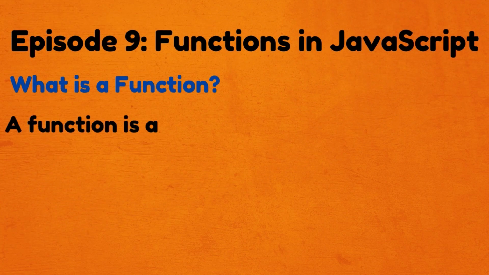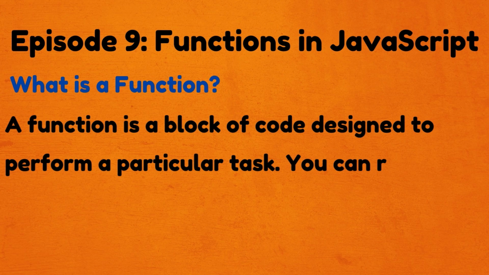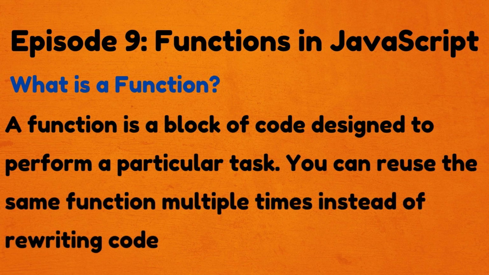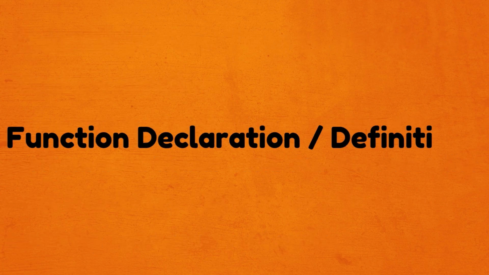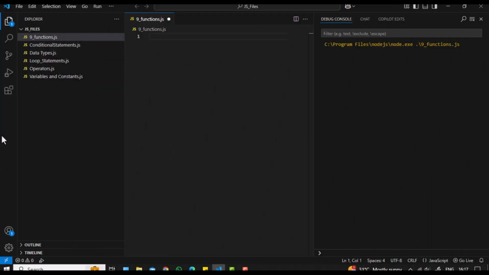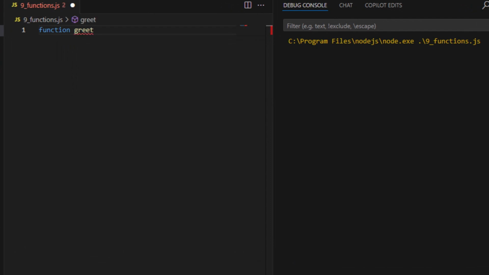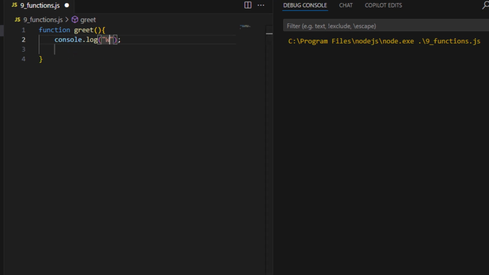A function is a block of code designed to perform a particular task. You can reuse the same function multiple times instead of rewriting code again and again. Here, we've defined a simple function named greet. It doesn't take any input and simply logs a welcome message to the console.